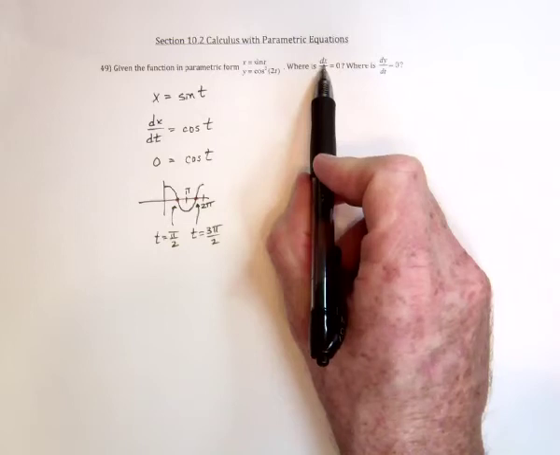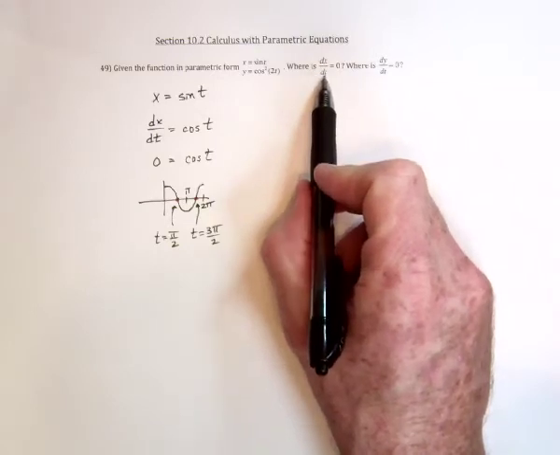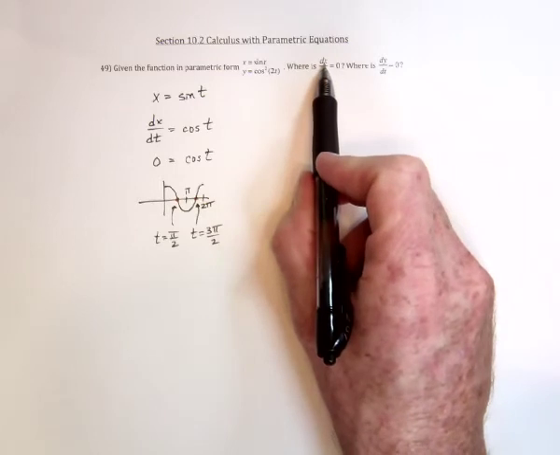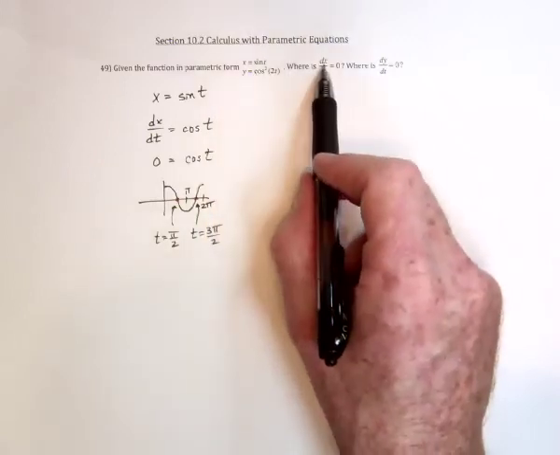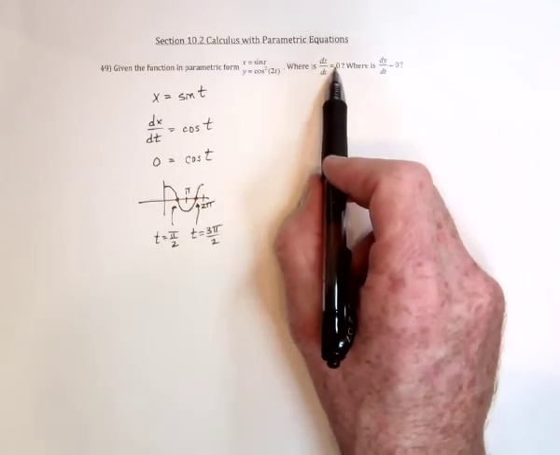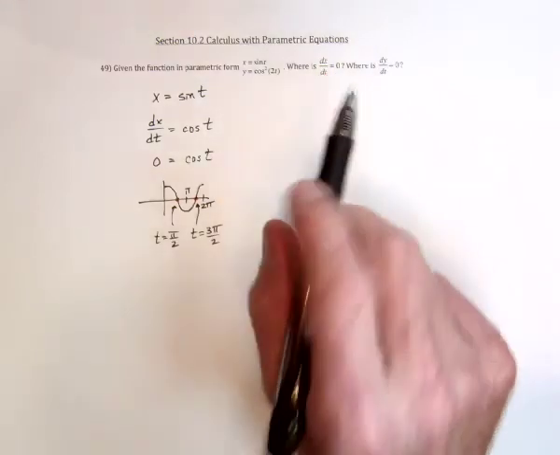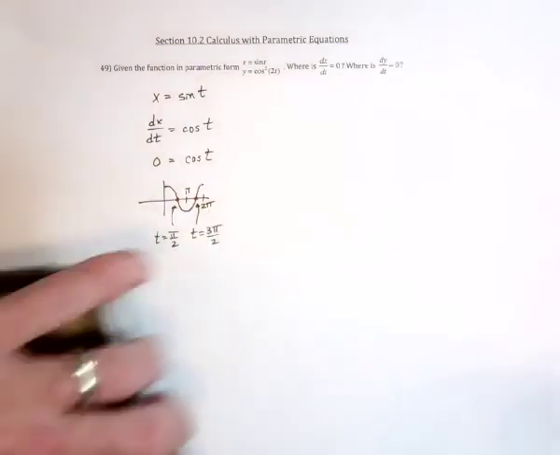So this means how fast is the x changing with respect to time? So x means left and right. So that means as this thing goes around this graph, whatever the shape is, when is the left or right movement with respect to time equal to 0? So let's take a look at the graph and see if this makes sense. Pi over 2 and 3 pi over 2.